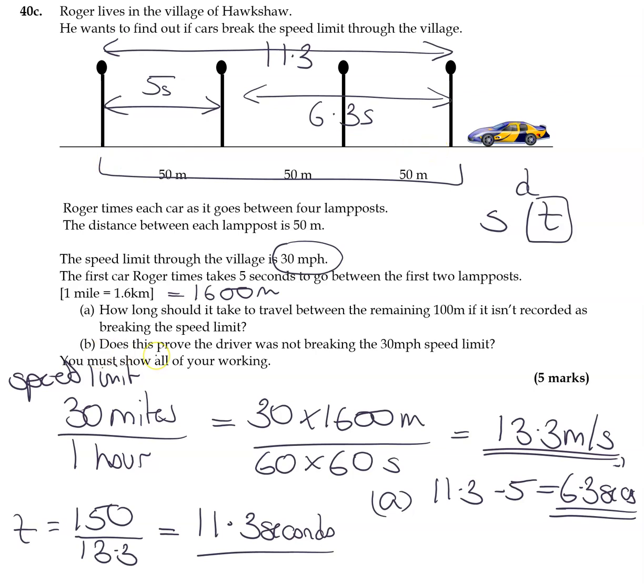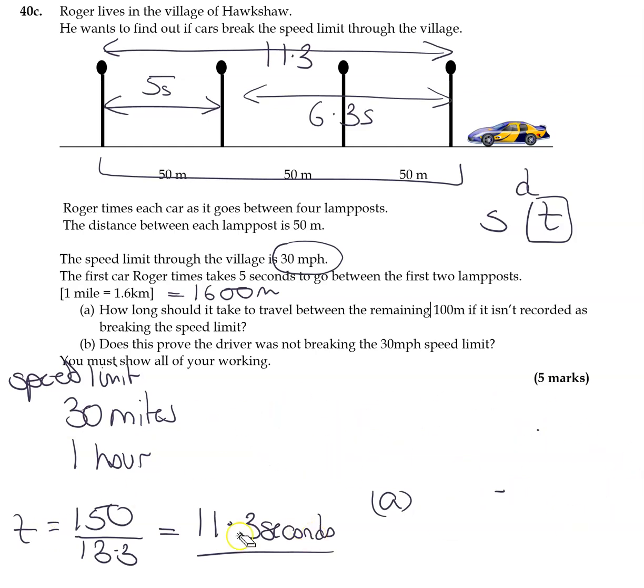Now part B, does this prove the driver is not breaking the 30 mile an hour limit? Well, clearly not, because here he's taken 5 seconds for the first 50 metres, and then he's allowed 6 and a bit seconds for the next 100 metres. So whilst he's gone slow at the beginning, he can go fast at the end, and he'll average out at 30 miles an hour. So no, it doesn't.